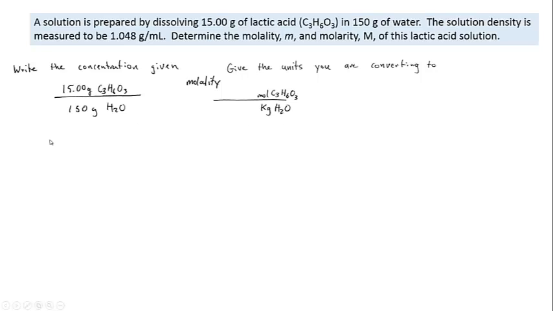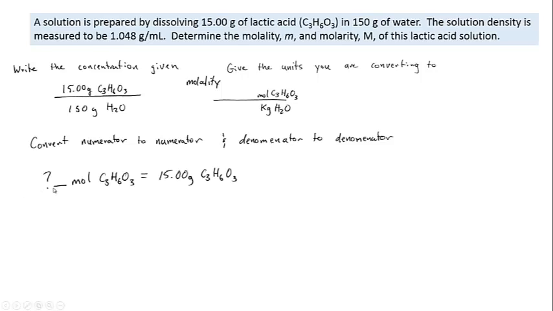And then really in all cases the conversion is just convert numerator to numerator and convert denominator to denominator. We'll start with the numerator conversion, and that's just a molar mass calculation. So we need to know how many moles of lactic acid are there in the original 15 grams. And so the molar mass of lactic acid is 90 grams in a mole, and we do this division, and we have 0.1667 moles of lactic acid that we'll place in the numerator.